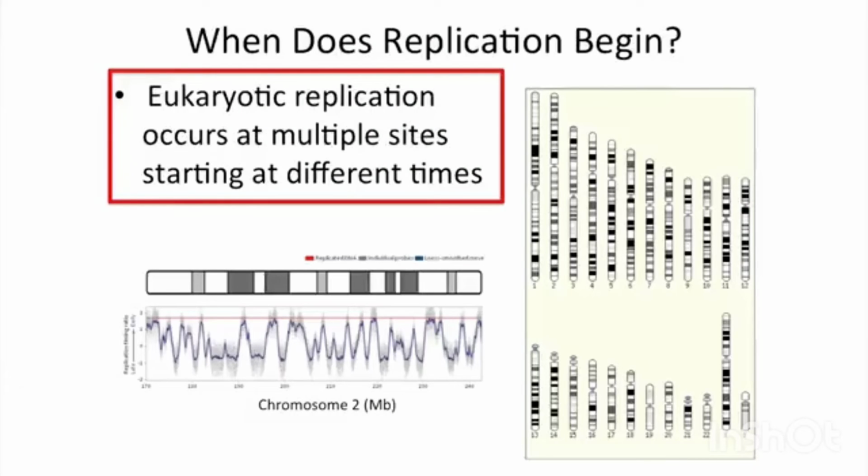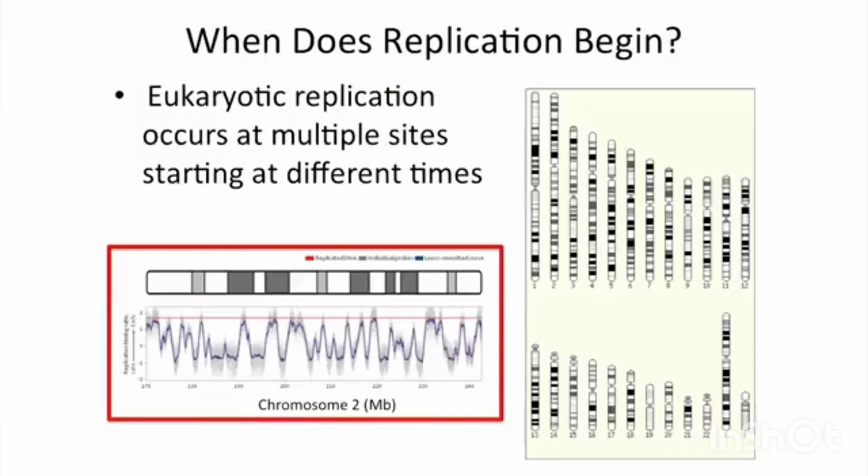In eukaryotic replication, you've got lots to copy, and you want to do it in an efficient manner. So multiple sites start at different times. And we can look at that here along chromosome 2. You can see the origins of replication initially marked in red, and then synthesis is complete. And we'll look at that again.